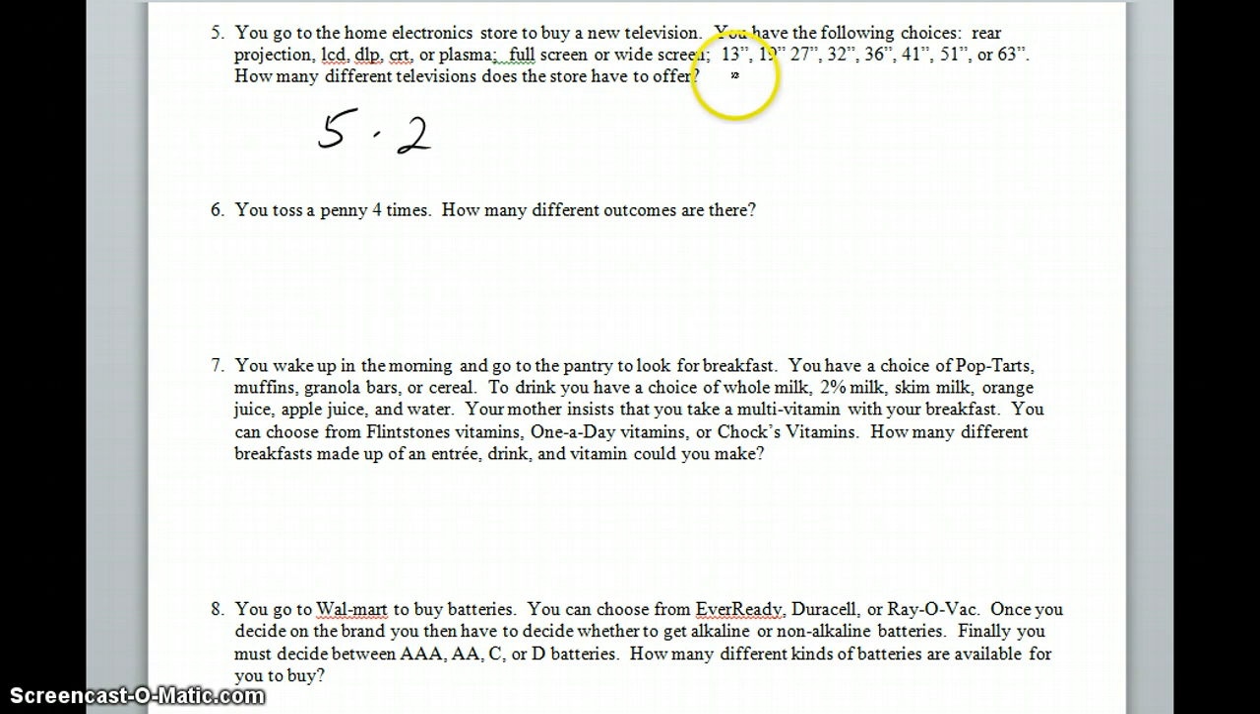Then we have the size of it. So 1, 2, 3, 4, 5, 6, 7, 8 different sizes. Okay. And therefore you get 80 different televisions that you could buy. Okay. And yes, make sure you guys are including labels, even if it's just 80 different choices or 80 lunches. Okay, it needs to be some type of labels. Don't just write the number 80.